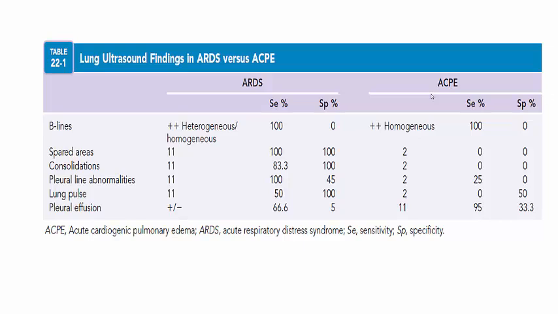You cannot know the cause of B line with B line alone. You cannot know the cause of dyspnea with B line alone. You need to know the circumstances around this B line and the other signs beside B line, because B line is present 100% of the time in cardiogenic and non-cardiogenic dyspnea.